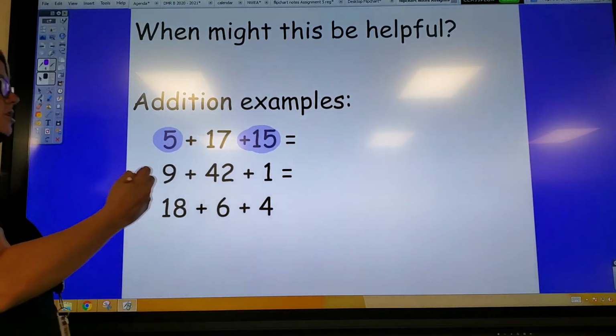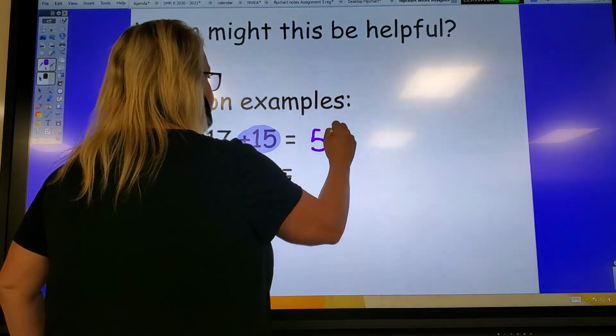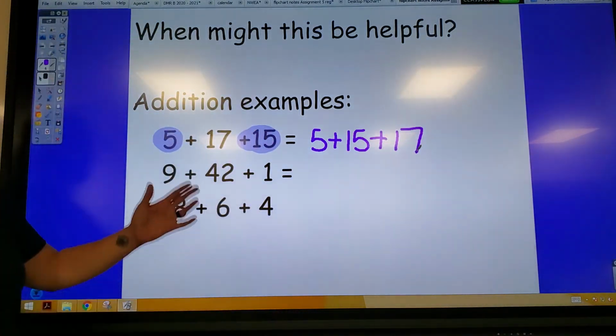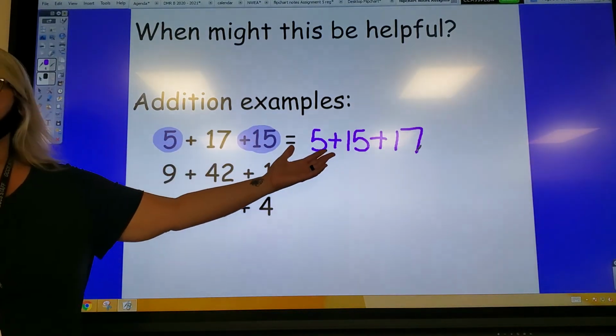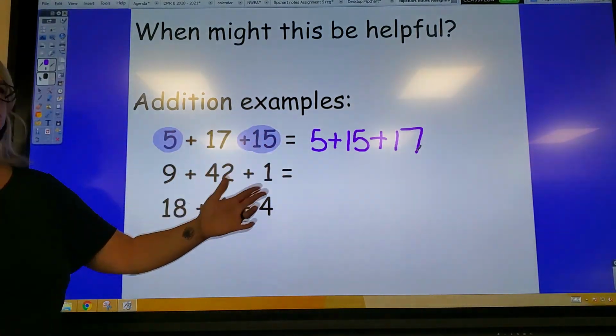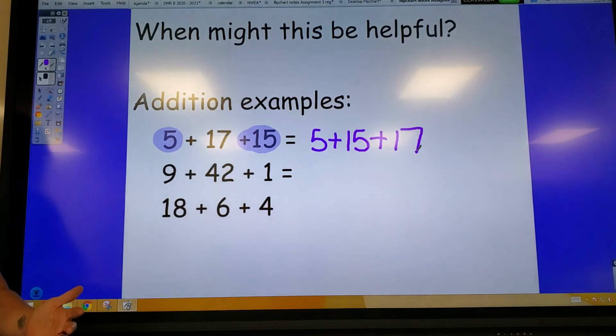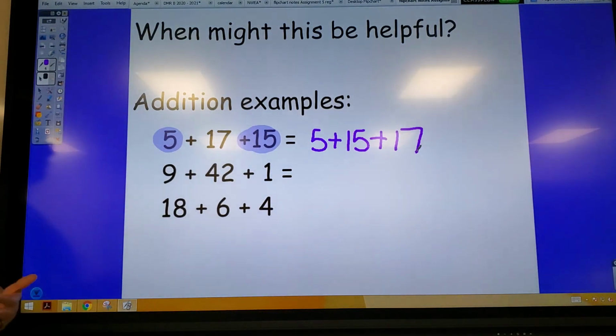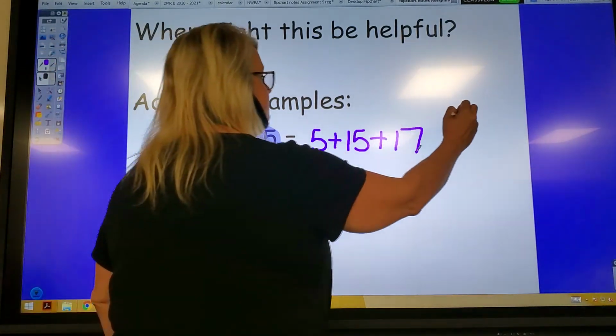But if I had this, you would need to say, oh, the commutative property was used there, because what she did was switch the order of the numbers, okay? So being able to identify the property is important, as well as use it. So what's the answer here? 37, because you get your 20 plus your 17, so 37.